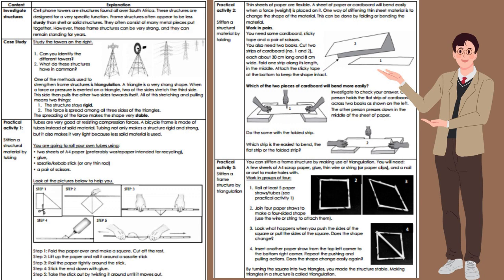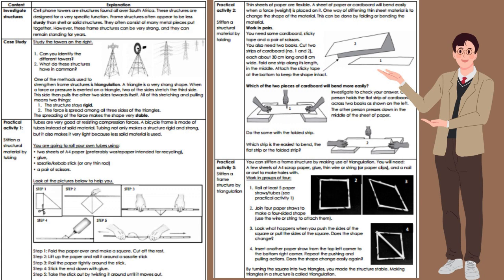See Practical activity 1. 2. Join 4 paper straws to make a 4-sided shape. Use the wire or string to attach them. 3. Look what happens when you push the sides of the square or pull the sides of the square. Does the shape change?